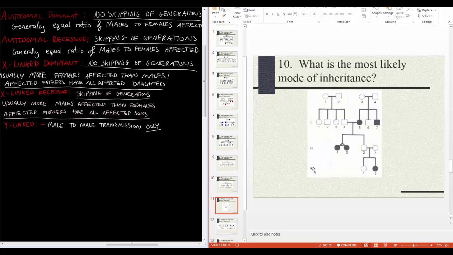And the last one. Okay, so it's recessive. 1 affected male, 4 affected females. With X-linked recessive traits, usually more males are affected than females, so that's a little odd. And we can look at this mother and see that she's affected, and if the mother is affected, then all of her sons are affected because they get the X chromosome from the mother. This son is not affected, so this is an autosomal recessive trait.